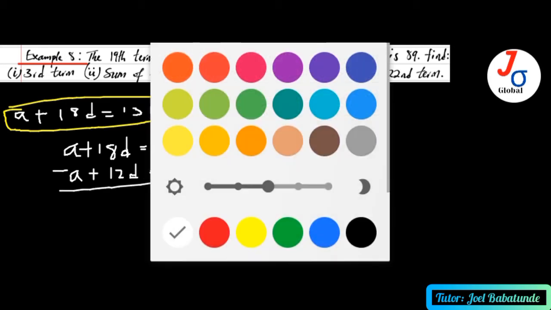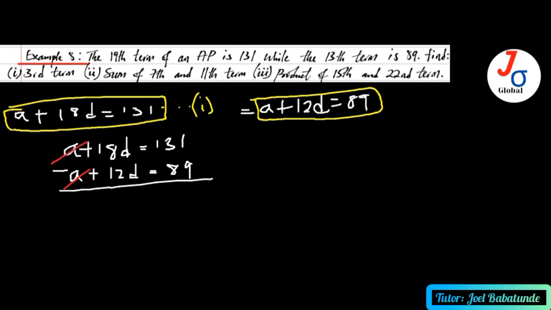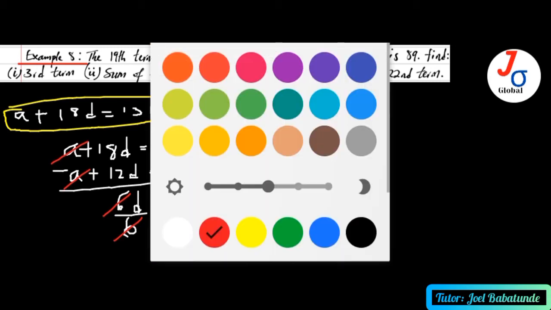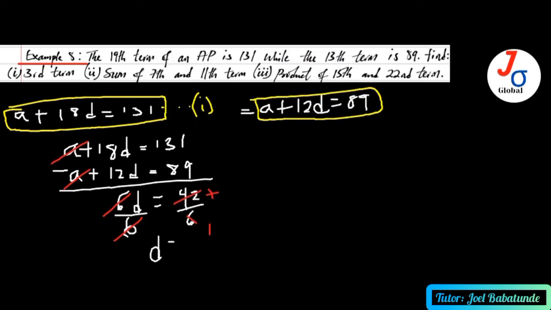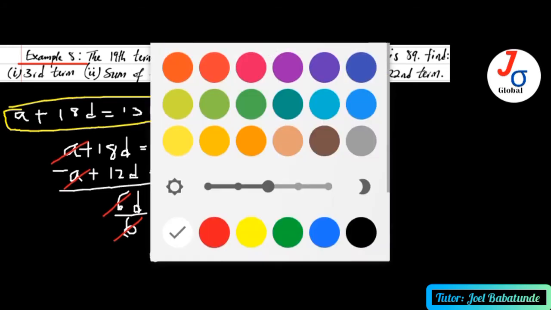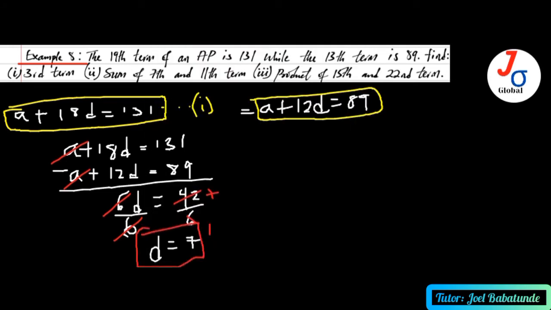And so A minus A cancels out, and you have 18D minus 12D, which gives 6D. 6D equals 131 minus 89, which is 42. So divide both sides by 6 to get the value of D. 6 cancels out, and 42 divided by 6 gives 7. So our D is equal to 7. That's the common difference, D.